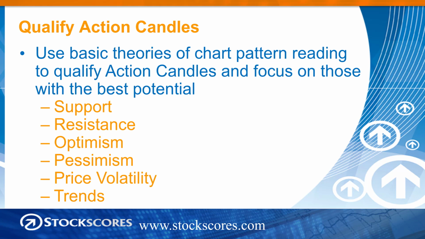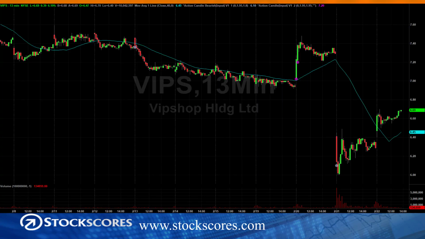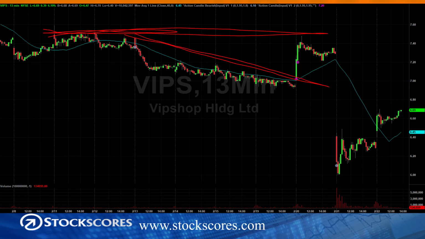And we can combine these things to identify those that have the best potential. And in the case of this stock, VIPS, the reason I would not take this one is twofold. One, coming into resistance, so there's an old price peak there. And number 2, it had pessimism, and pessimism is signaled by falling tops on a chart.